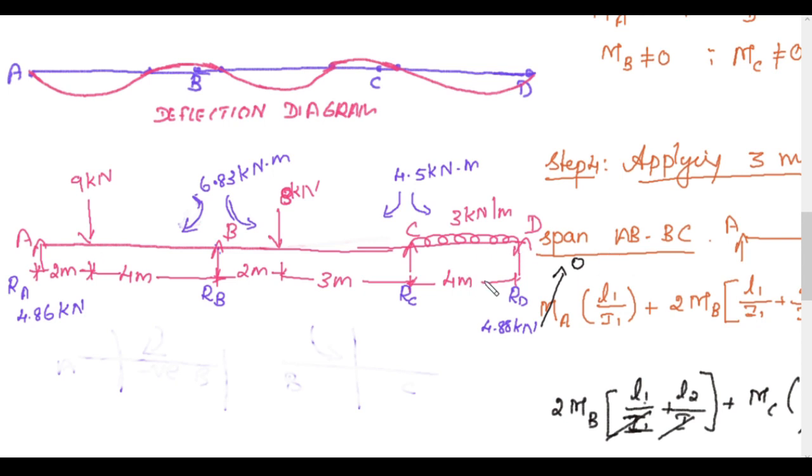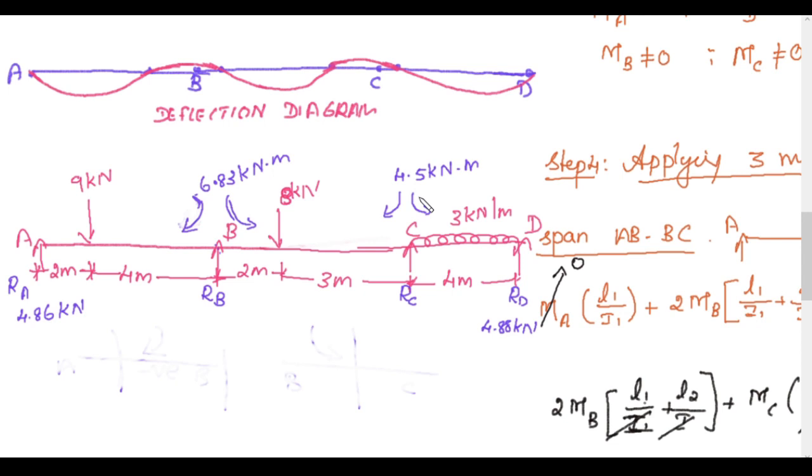Now, taking moment to the left of C, anything you can take. I am taking to the left of C. It is RA into 11 plus RA into 11 minus 9 into 9. Again plus RB into 5 minus 8 into 3 is equal to minus 4.5, or it is plus 4.5.